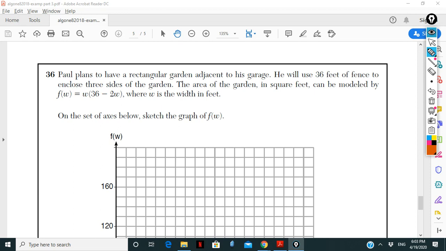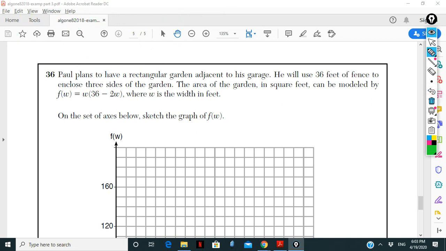So first step, he wanted to sketch it. Since I don't have a graphing calculator, I'm doing it manually. So let's say first I'm going to distribute. So I have 36W negative 2W square. I'm going to take negative 2 like a common factor. So W square. Okay. Anyway, so I got the equation now.